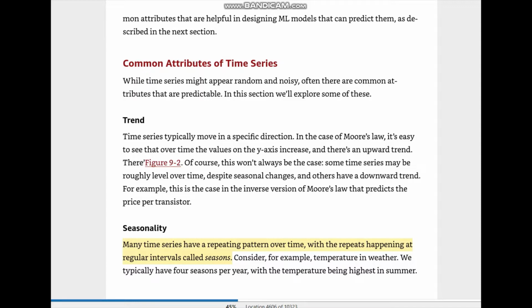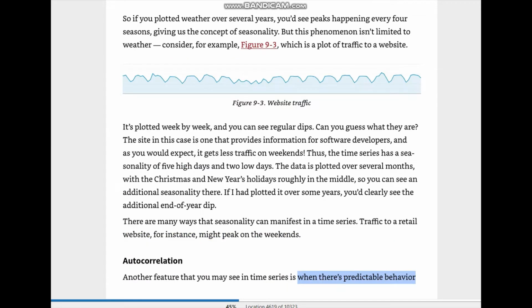So consider temperature and weather. We typically have 4 seasons per year, with temperature being highest in summer. So if we plot the weather over a series of years, we see these peaks happening. So every 4 seasons gives us the concept of seasonality.